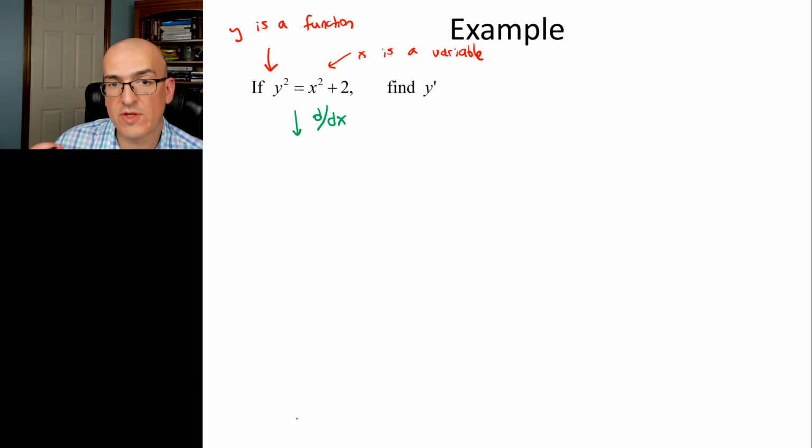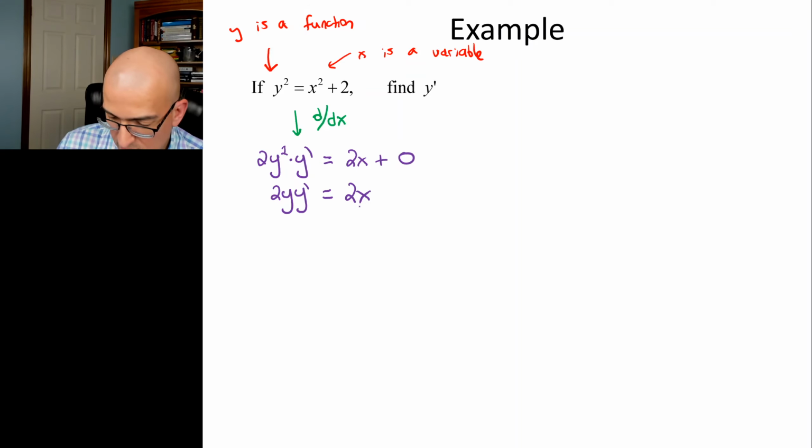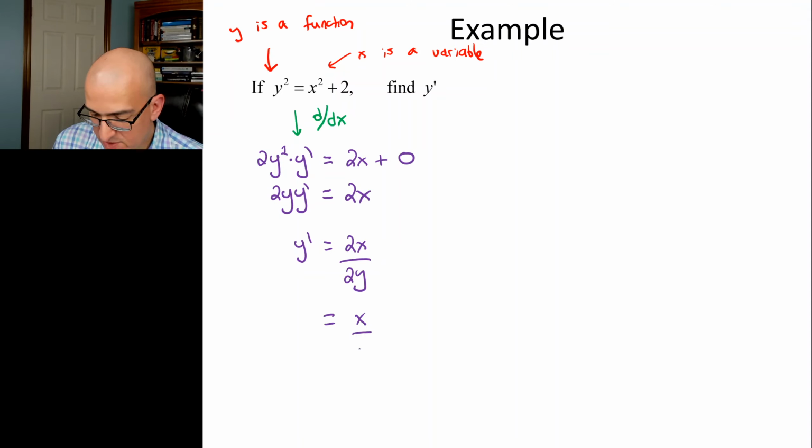Okay, we use the chain rule on the left-hand side. We'll use it not because it's on the left-hand side, but because that's the piece that contains a function of y. The 2 comes down. We have y to the power of 1 multiplied by y prime. Right-hand side, derivative of x squared is 2x, and derivative of 2 is 0. We don't need to write y to the power of 1. We can just write it as y. So 2y, y prime is equal to 2x. The goal is to get y prime all by itself. I'm going to divide both sides by 2y. And then we can simplify, cancel the 2's. This is just x over y.